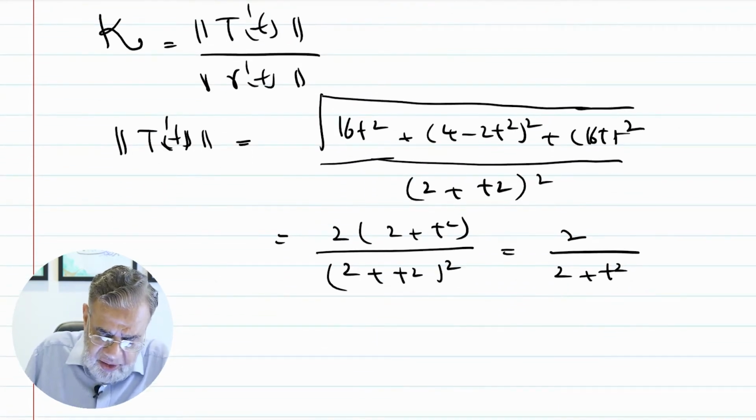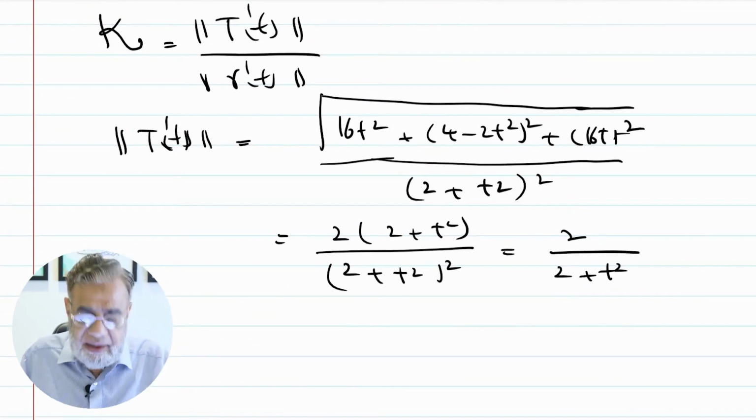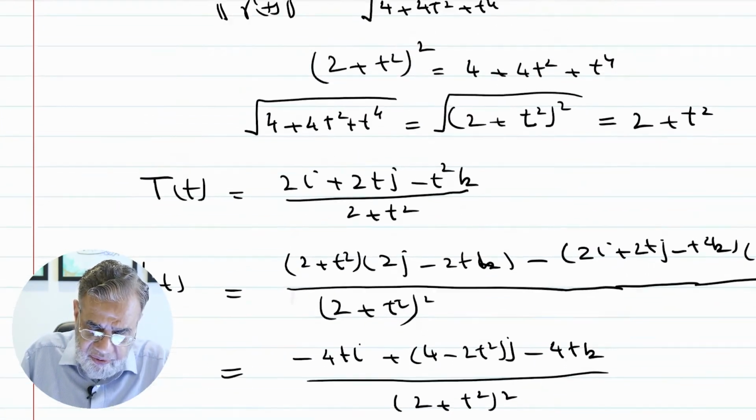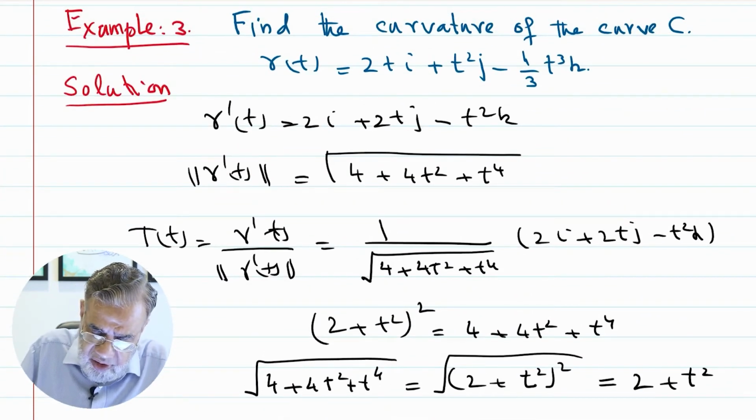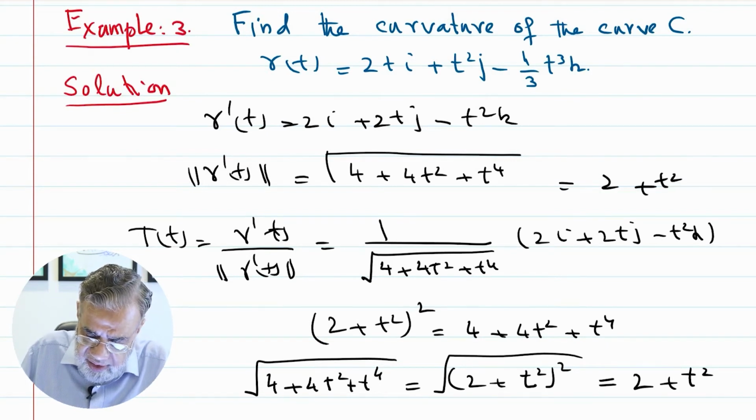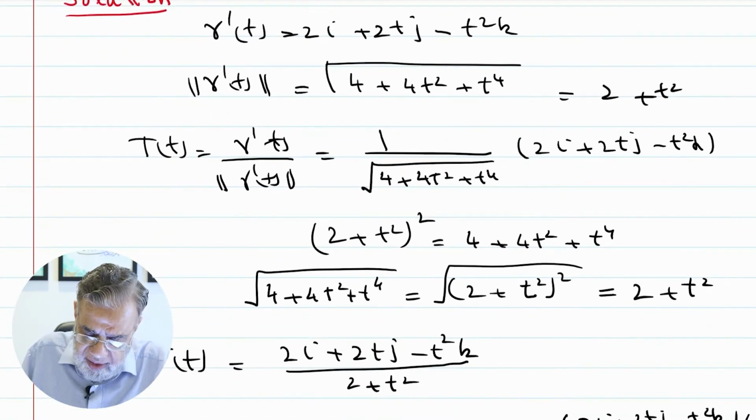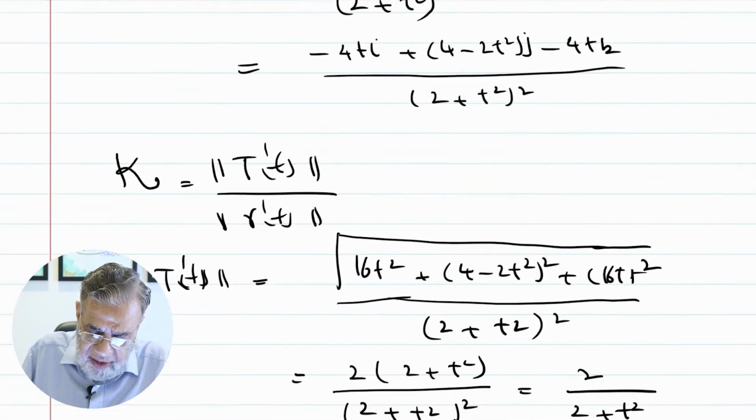Now I can write this T'(t) over r'(t). We have calculated r'(t) before. This is my r'(t). As I mentioned, this was my 2 + t². I have just given the details below. That's how we get this, and this was our formula.